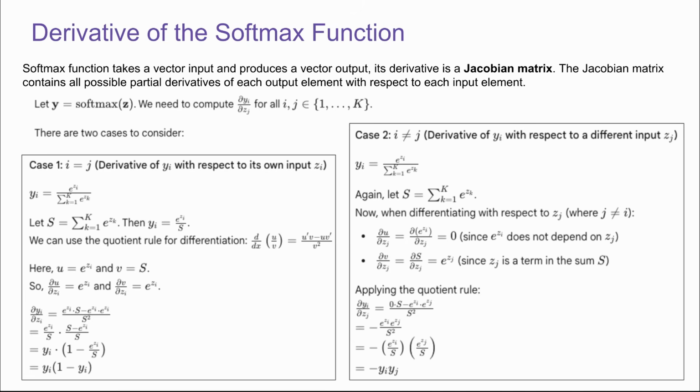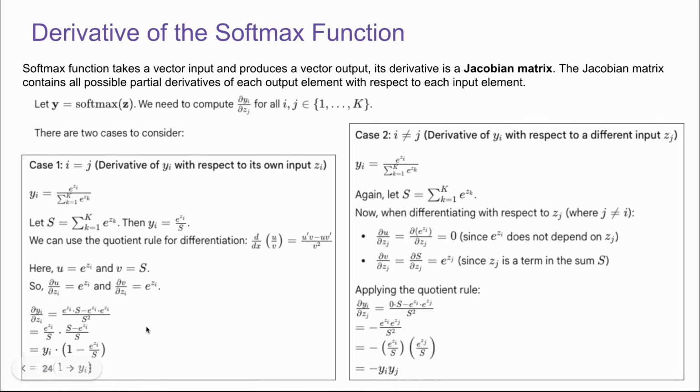Now we need a little extra knowledge for the derivative of a softmax function. The softmax function takes a vector input and produces a vector output. Its derivative is a Jacobian matrix. The Jacobian matrix contains all possible partial derivatives of each output element with respect to each input element. Let y vector equal softmax of z vector. We need to compute dyi over dzj for all i and j values. There are two cases to consider. There's case 1 where i equals j, and then there's case 2 where i doesn't equal j.